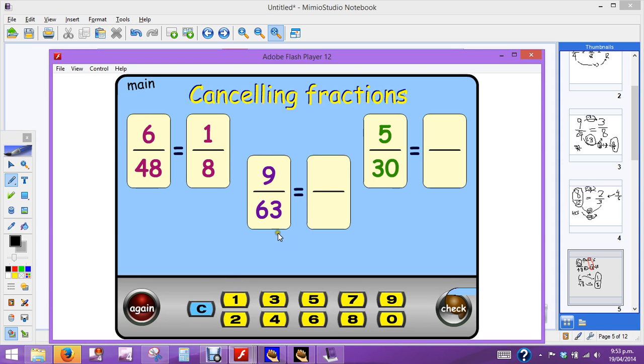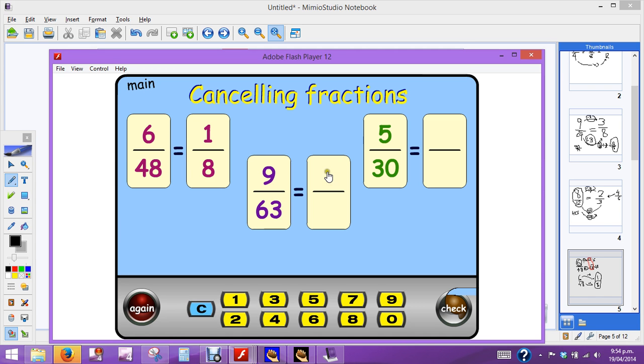Let's see if you can do this one here. 9 out of 63. I think 7 9s are 63. So if I divide 9 by itself, 9 divided by 9 is 1. Oops, I need to do that here. Let's clear that one. I was sitting in the wrong place. I correctly did that as 1/8. 9 divided by 9, 7 9s are 63, and 1 9 is 9.